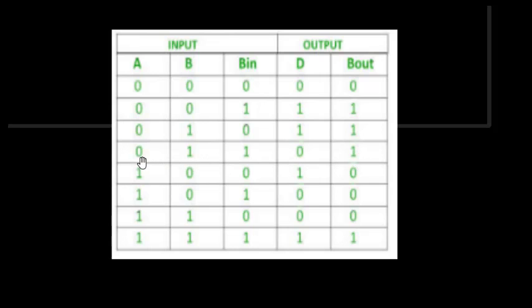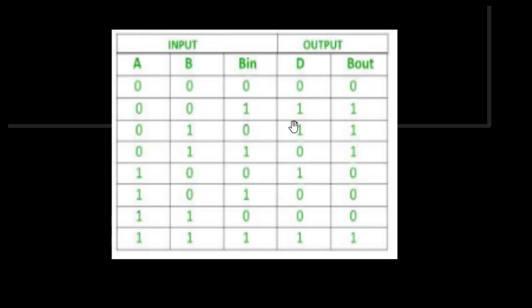Because when we do 0 minus 1, we have 1 as difference and 1 as borrow. And that we again subtract with 1, because the difference is 1, so 1 minus 1, the difference again becomes 0. Same way we can check all the other entries. Again the last one, 1 minus 1 is 0, and 0 minus 1, 1 is difference, 1 is borrow. So this is the truth table.